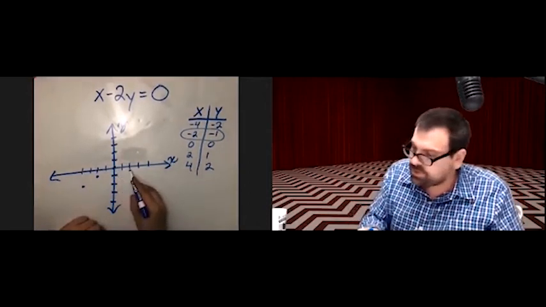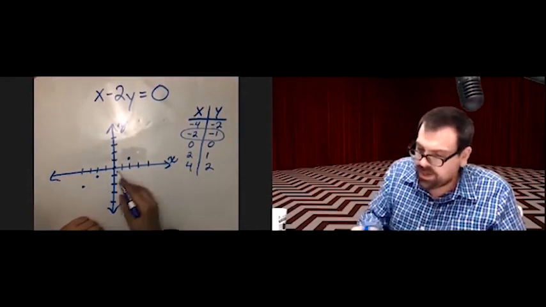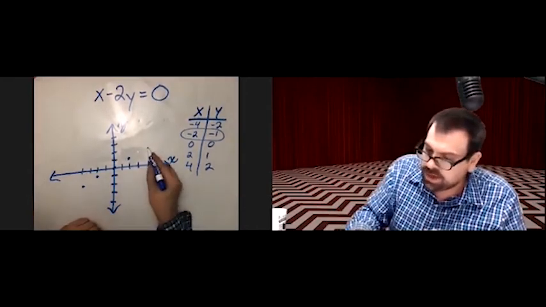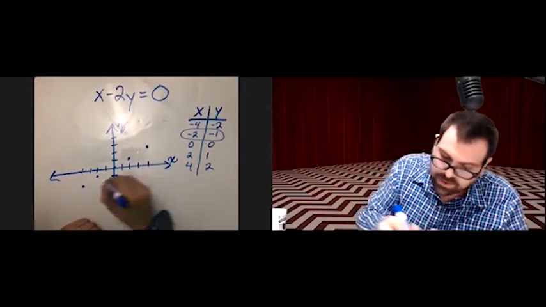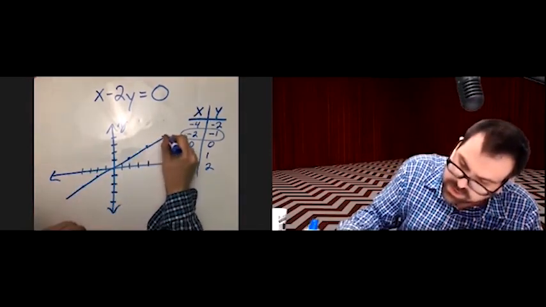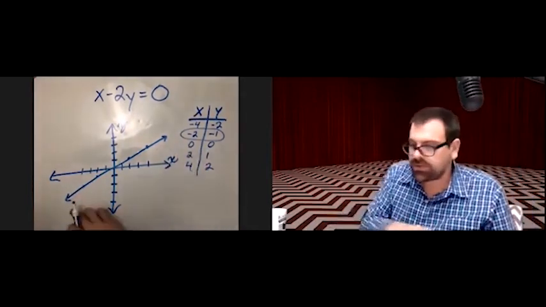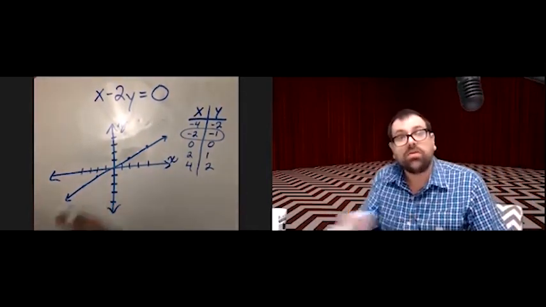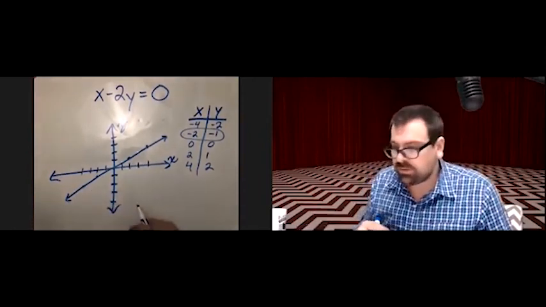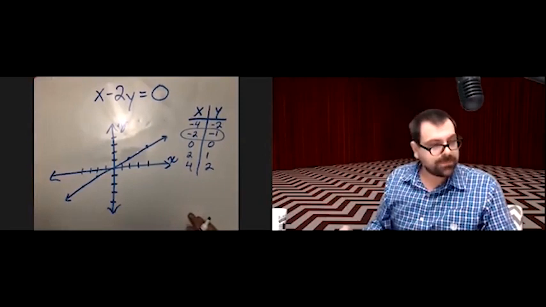An x of 2, a y of 1, that's right there. An x of 4 and a y of 2, that's right there. So you can kind of see there's our line. And we put arrows on both sides of the line to indicate that it goes off in both directions forever. So that's graphing an equation by plotting points.